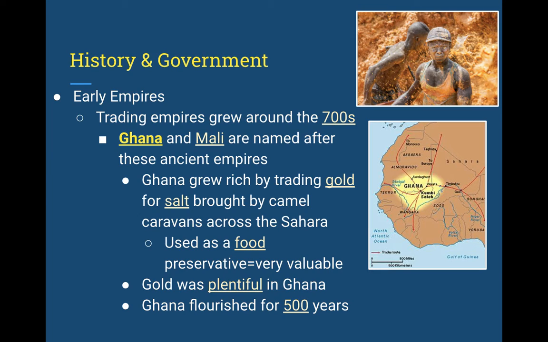Ghana grew rich by trading gold and salt. Those were their big things, and those trade goods were brought in by camel caravans across the Sahara. Those were known as fleets of the desert. Salt was used as a food preservative, so therefore it was very valuable. And gold was obviously very plentiful in Ghana, and so Ghana flourished for about 500 years.